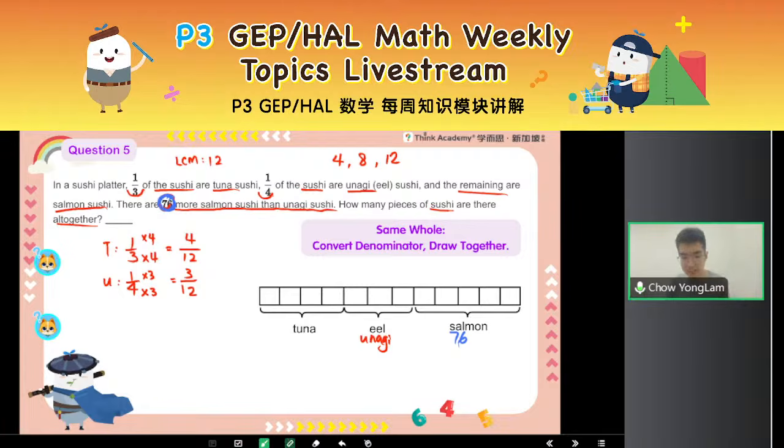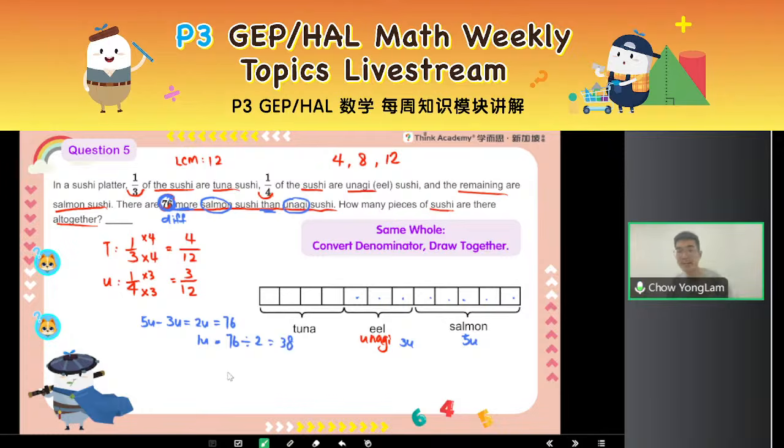What's the meaning of 76? There are 76 more. Oh, more than. So the 76 is the difference of something. It's the difference between salmon and unagi. So we need to find the difference of salmon and unagi in terms of units as well. Right, salmon, I have 5 units, right? 1, 2, 3, 4, 5. Unagi, I have 1, 2, 3 units. So what's the difference between them? 5 units minus 3 units equals 2 units, which is 76. And from there, you can find out 1 unit is equal to what, right? 1 unit is 76 divided by 2 equals 38.